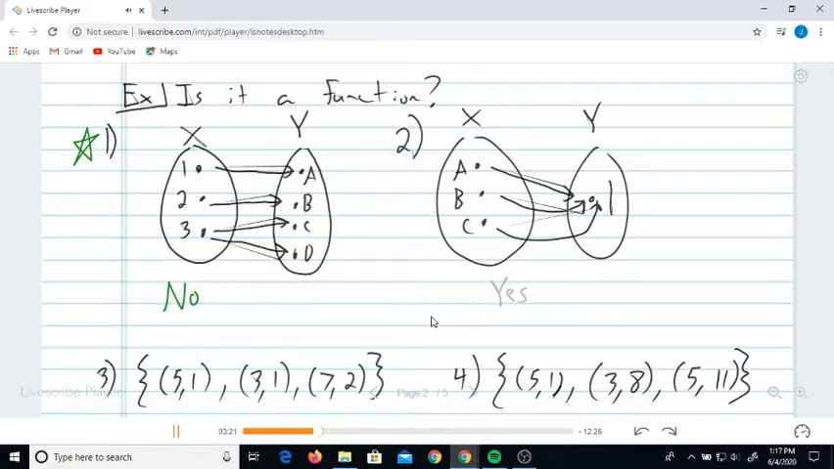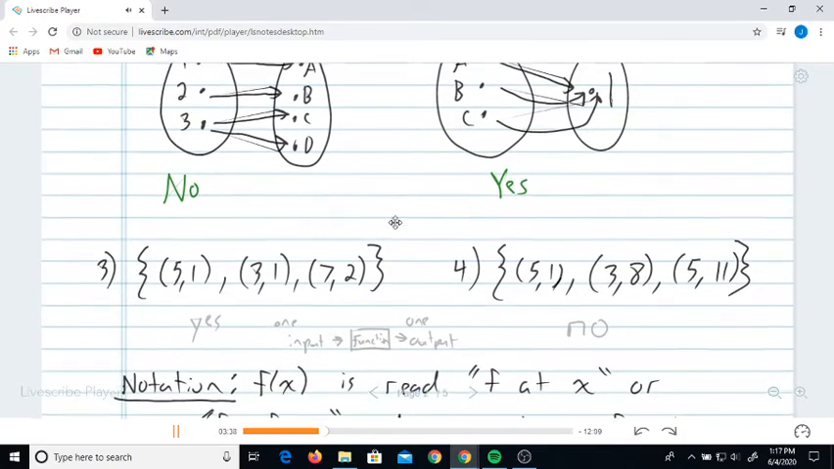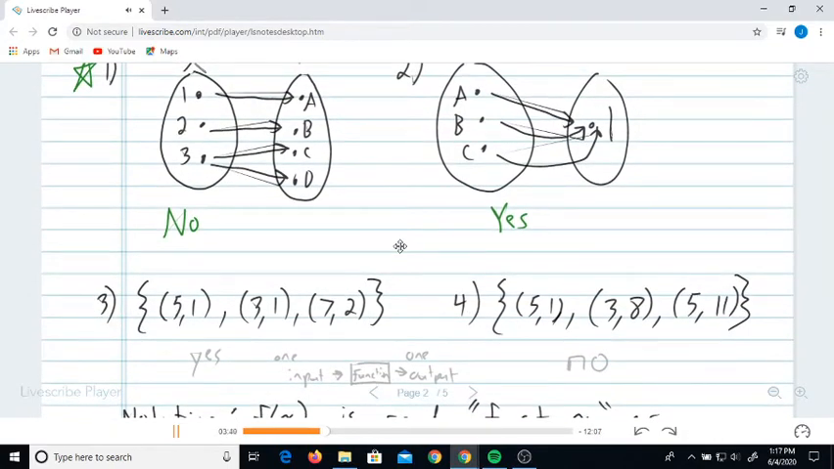Now, this next example trips up a bunch of people. I say A maps to 1, B maps to 1, C maps to 1. This is a function. How many outputs does A have? Just 1. How many outputs does B have? Just 1. How many outputs does C have? Just 1. So what defines a function is every input has a singular output. We didn't say it has to be unique, just singular.